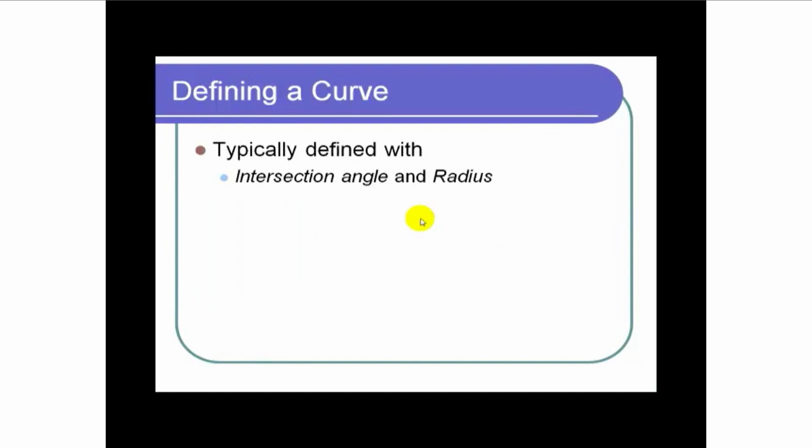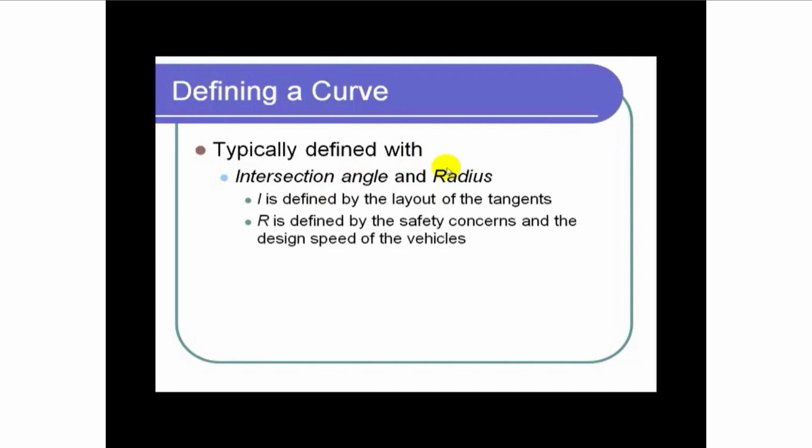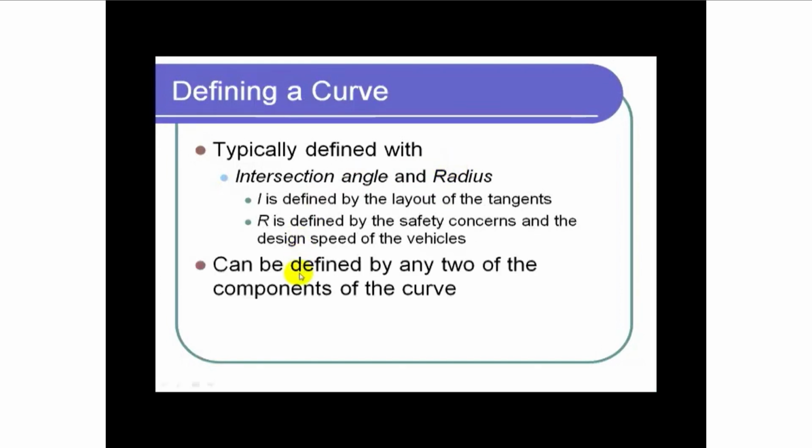Typically, the curve is defined by the intersection angle and the radius. The intersection angle is defined by the layout of the tangents, as I pointed out before. R is defined by safety concerns and design speeds for vehicles.